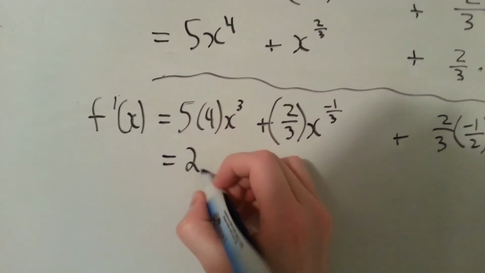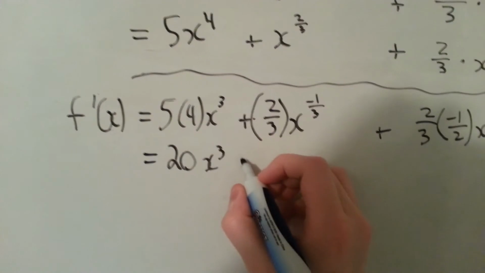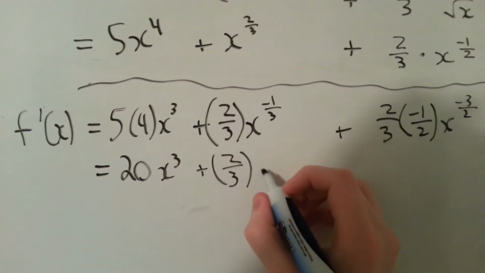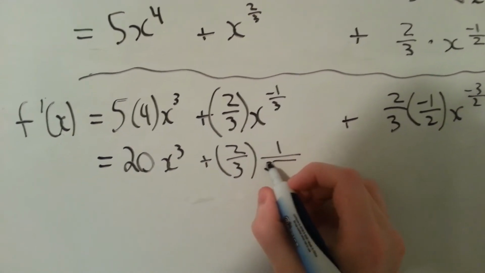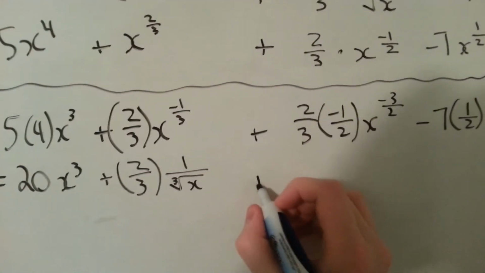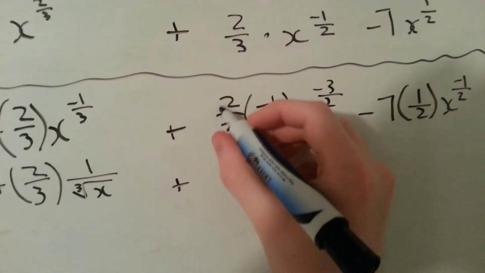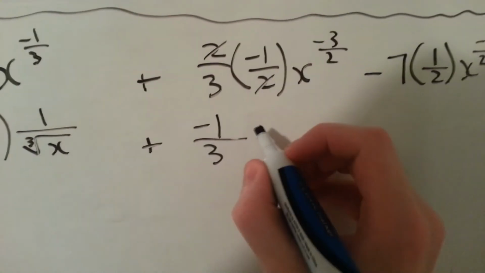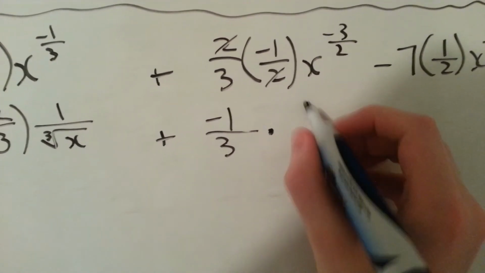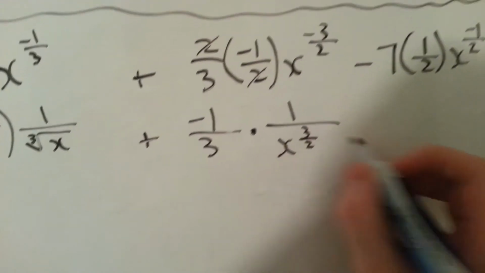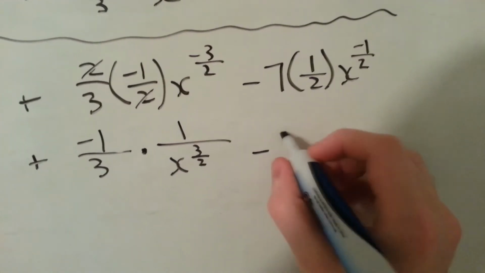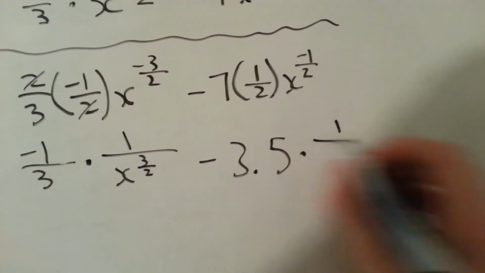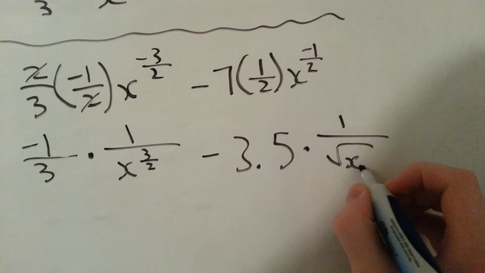5 times 4 times x cubed simplifies to 20x cubed, and that term is now done. 2/3 times x to the exponent negative 1/3 can be rewritten as 2/3 times 1 over the cube root of x. When multiplying 2/3 by negative 1/2, the 2's will divide out and you'll be left with negative 1/3 for the coefficient to the power. X to the exponent negative 3/2 can be rewritten as 1 over x to the exponent positive 3/2. And you may or may not choose to write 7 times 1/2 as 3.5, but the power of x to the exponent negative 1/2 should be rewritten as 1 over the square root of x.